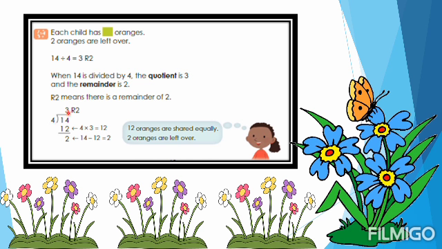So when we go down, class, we will use multiplication. 3 times 4 equals 12. And now, class, the operation that we'll be using here is subtraction. So 14 minus 12 equals 2. That 2, class, is our remainder. So 12 oranges are shared equally, and then 2 oranges are left over.